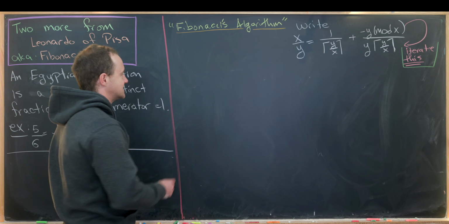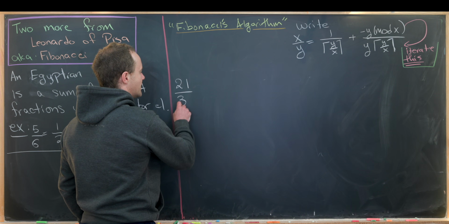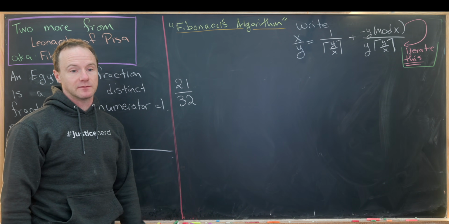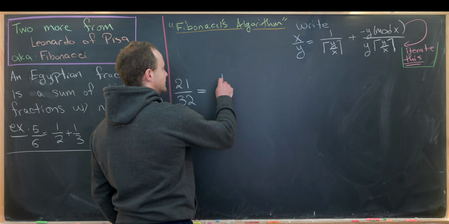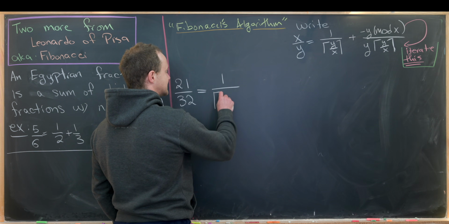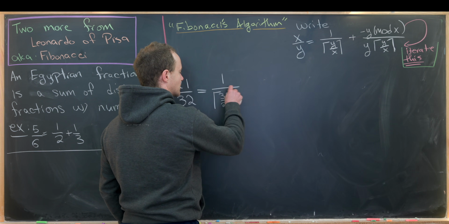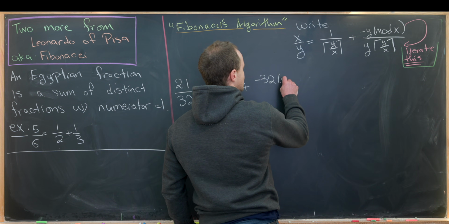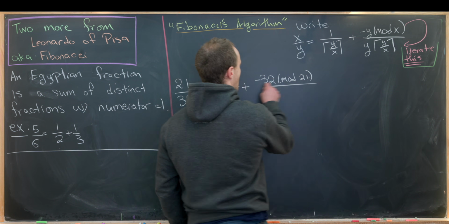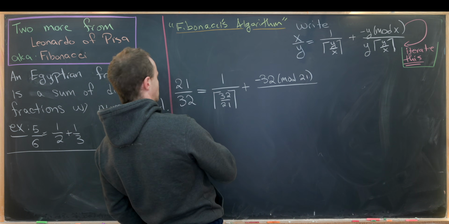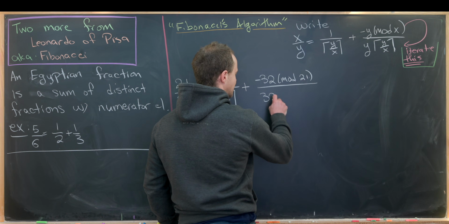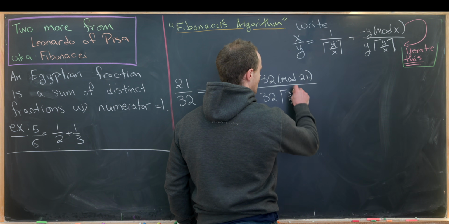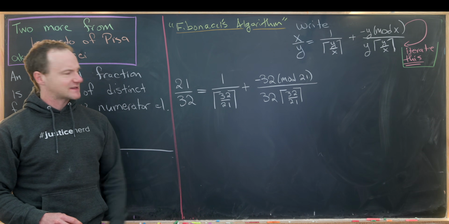Okay, so let's look at a nice example. Let's take the number 21/32 and expand it using Fibonacci's algorithm. The first thing we would do is write this as 1 over the ceiling of 32/21, plus negative 32 modulo 21, over, with the role of y being played by 32 in this case, 32 times the ceiling of 32/21.